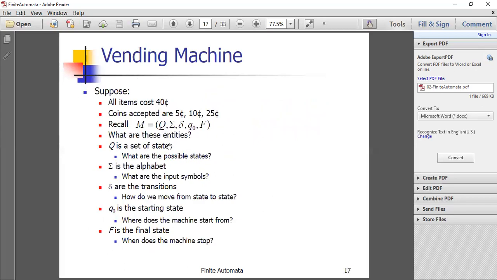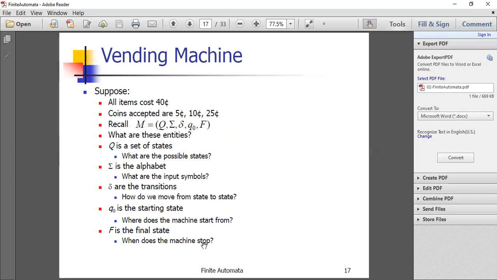Suppose all the items cost 40 coins, and the coins accepted are 5 coin, 10 coin and 25 rupees coin. Okay, consider this example. So recall again, these are all the mathematical model of finite automata. What are the entities here? Q is a set of states, sigma is the alphabet and delta is the transition, and we have to take Q0 as the starting state and QF is the final state.